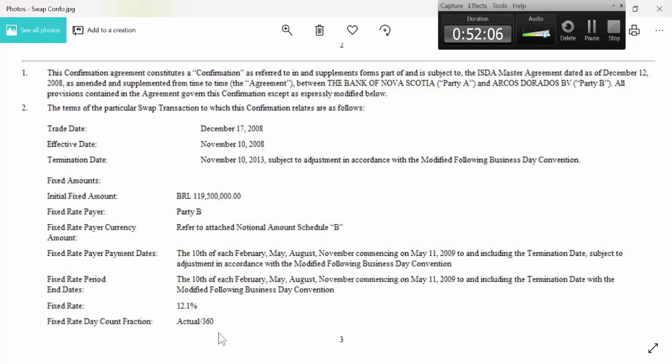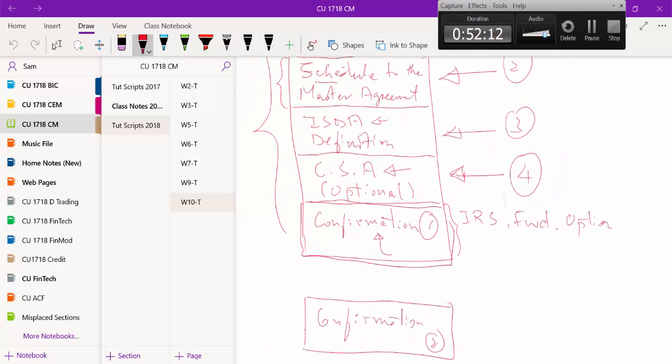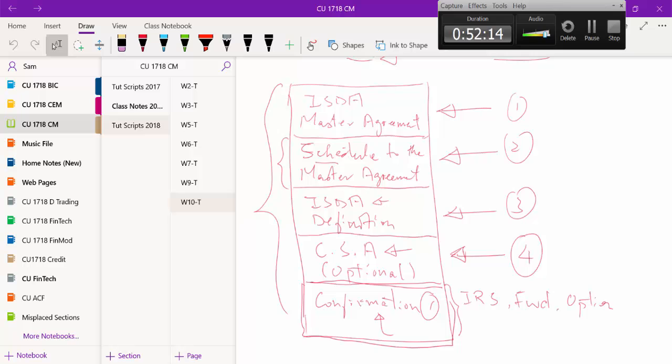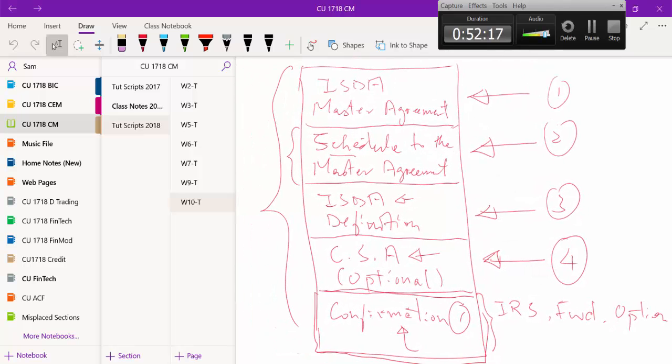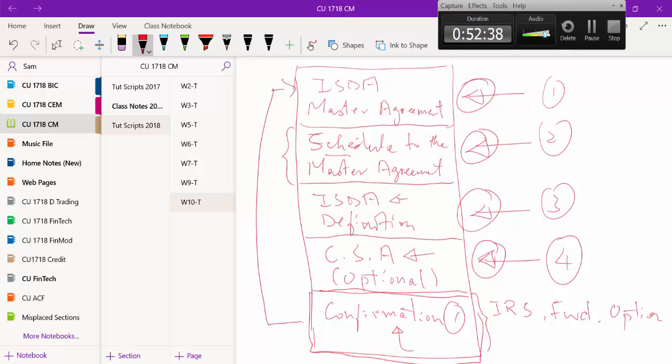So the way this whole thing hangs together is that every time you do a deal, I told you there are 5 elements. So there's the master agreement. There's a schedule to the master agreement. There are ISDA definitions. There is a CSA, which is optional. And then this confirmation will refer to the agreement that is signed. And this will refer to, I guess, the CSA.